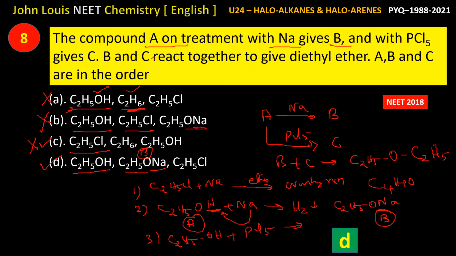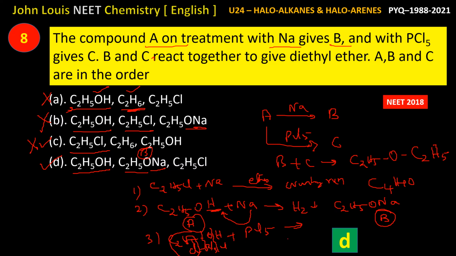Phosphorus pentachloride. How does that react? The OH breaks here between O and hydrogen, and PCl5 breaks like this: Cl, PCl3 and Cl. So this C2H5 will react with this chlorine and form C2H5Cl, and then that O reacts with PCl3 and forms POCl3, and H reacts with Cl and forms HCl.